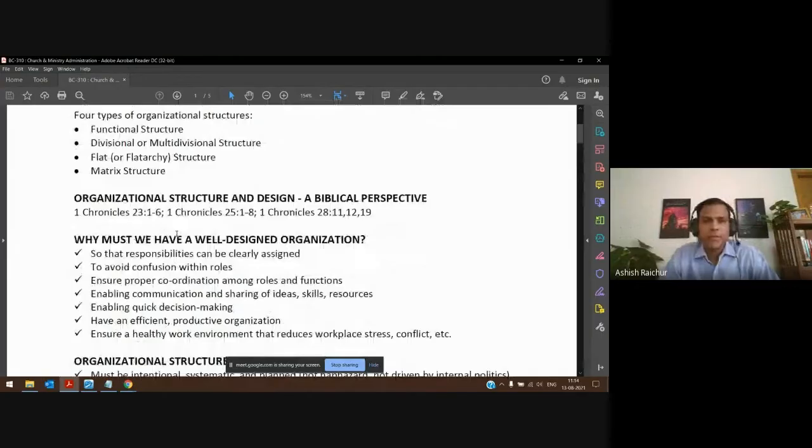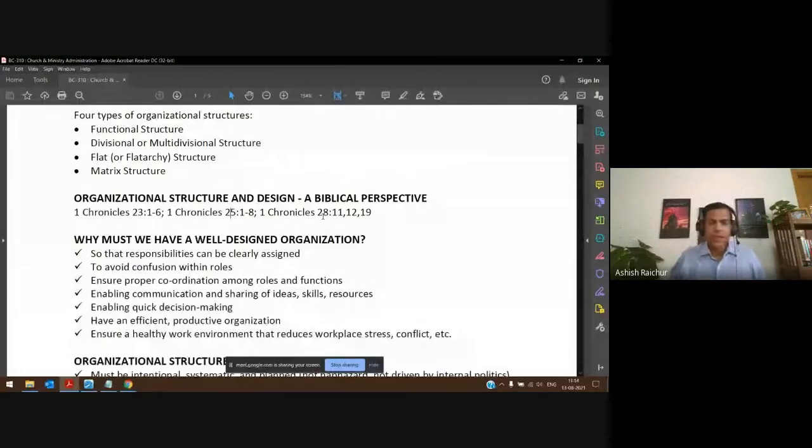Now, a great example in the Bible about organizational structure, and I have mentioned this before, is in the organization of the tabernacle of David. So after David became king, and you find this in 1 Chronicles 23 and chapter 25 and chapter 28, it's interesting to read. He brought the Ark of the Covenant into the city of David, and he built this tabernacle. And then he appointed people, and it is very interesting to see the organization.